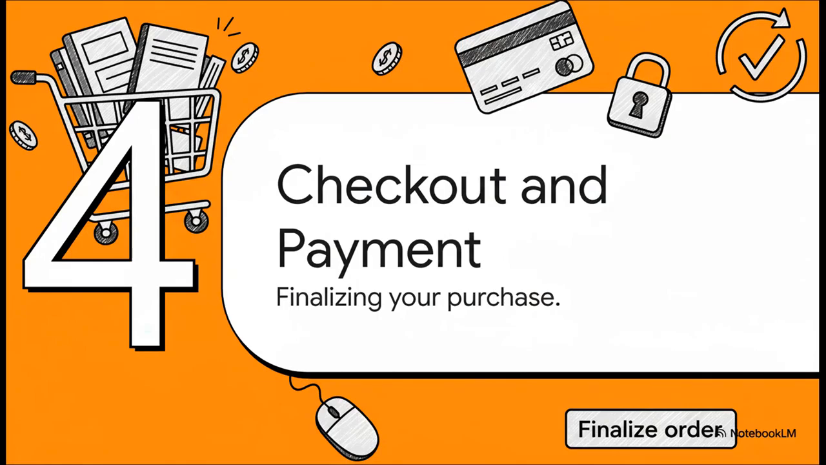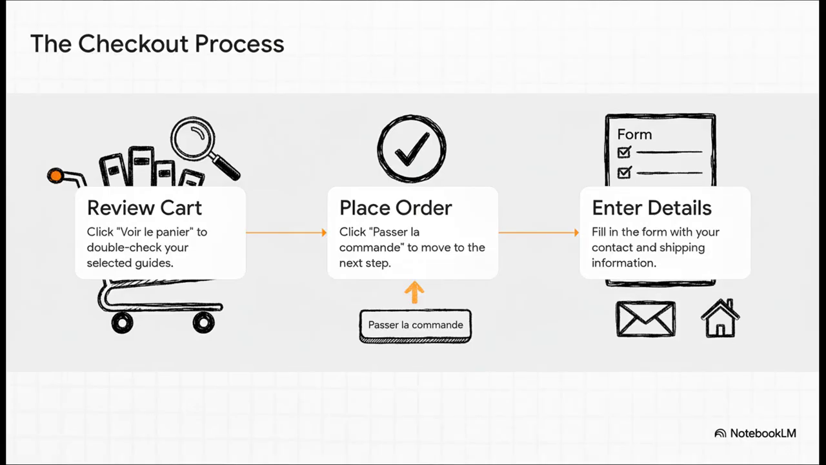All right, you've got all your books loaded up in the cart. Time to head to the checkout and make this official. Okay, before you go any further, click Voir les paniers to view your cart and just do a quick double check. Seriously, make sure you've got the right books and the right formats. Once you're sure everything's correct, go ahead and hit Passer la commande. That'll take you to the page where you fill in all your contact and shipping details.